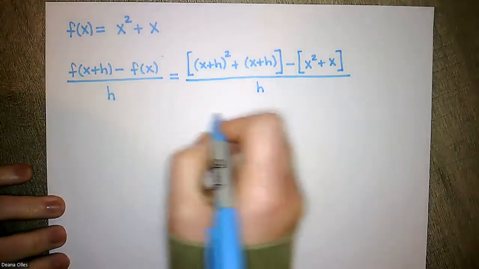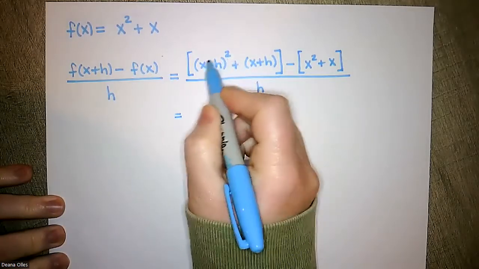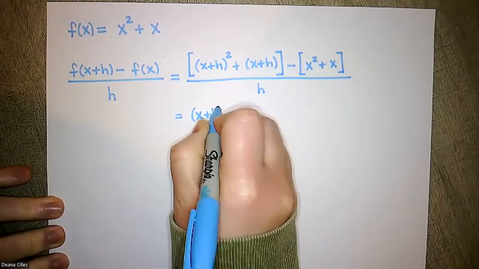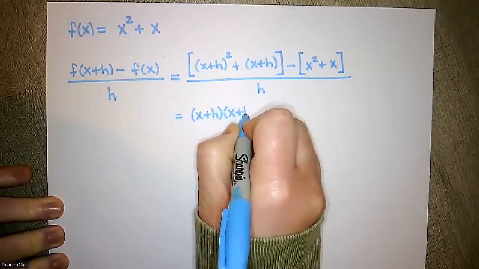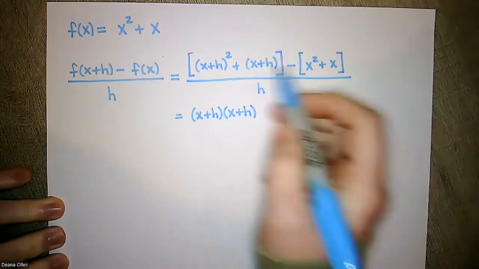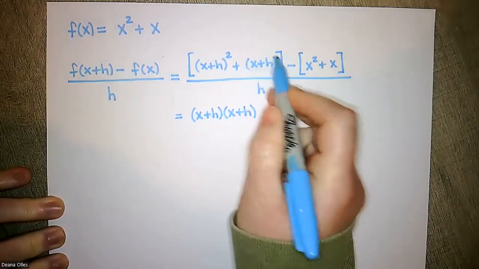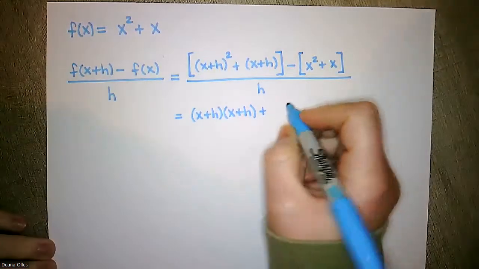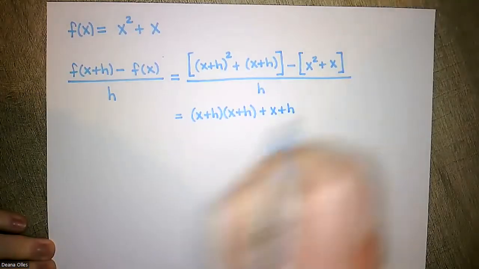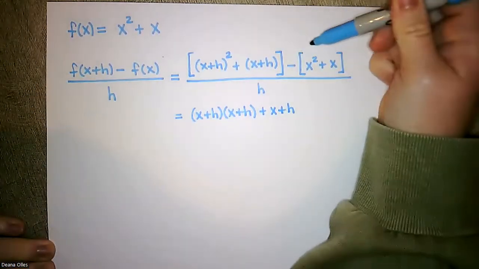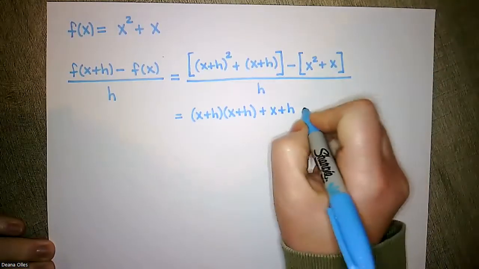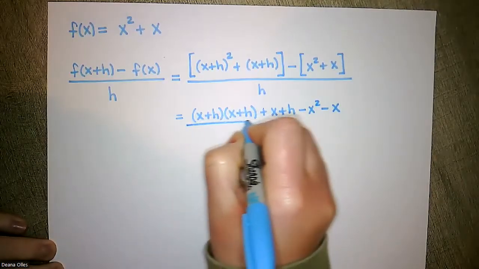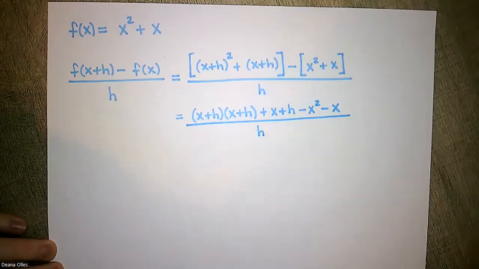Now, it's really important that we don't just square each term in this quantity. When we see a quantity squared, that means we have that quantity times itself. So we need to multiply that out. These parentheses aren't particularly necessary. I only put them there to identify that we were replacing this term with x plus h. So I'll remove those now. But it is very important that we distribute our negatives. So we have minus x squared minus x. And again, that is all over h.